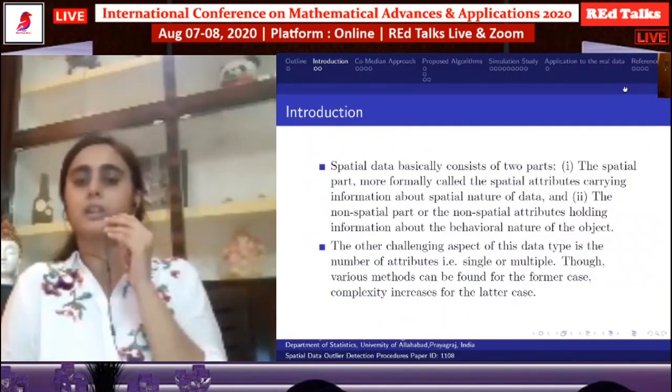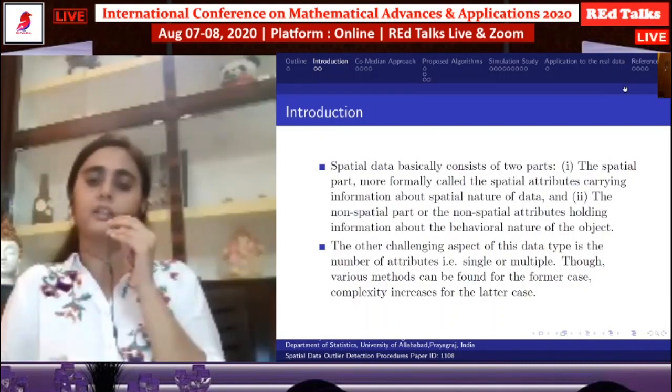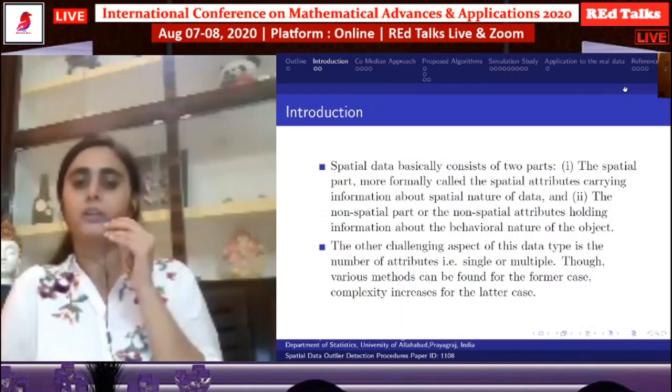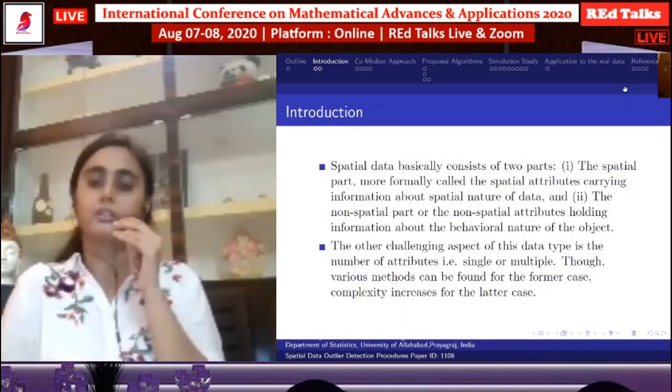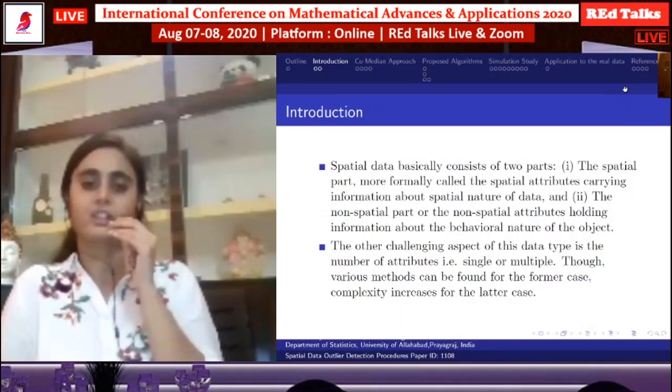Such type of data basically consists of two parts, that is the spatial part and the non-spatial part. The spatial part carries information about the spatial nature of the data, like what is the shape, what is the size, what is the location, basically the topology of the object. And the non-spatial part carries information about the behavioral aspects of the object, like what is the literacy, what is the employment in a certain state, country, county, or district, etc.